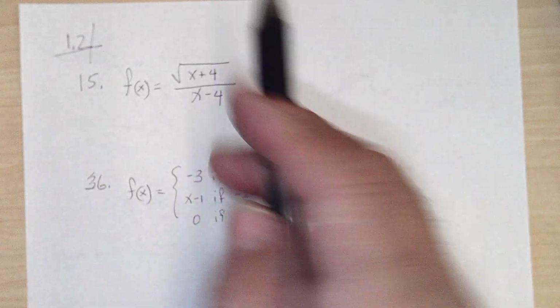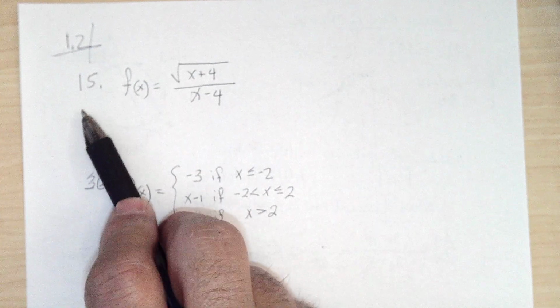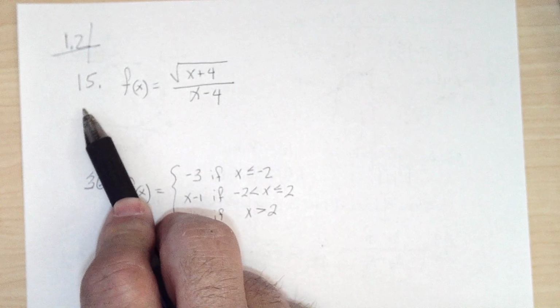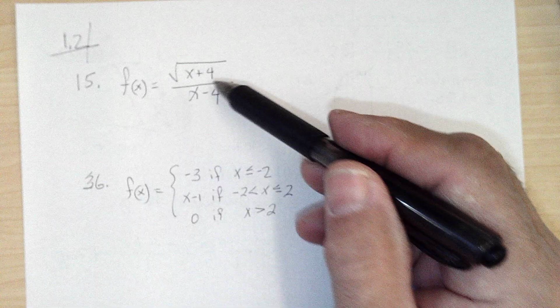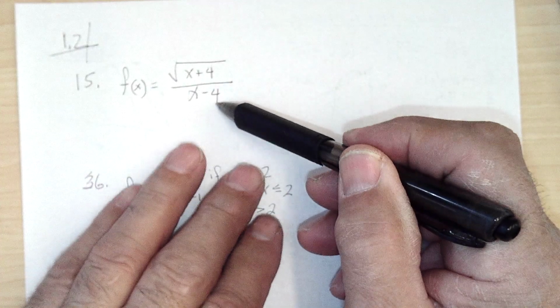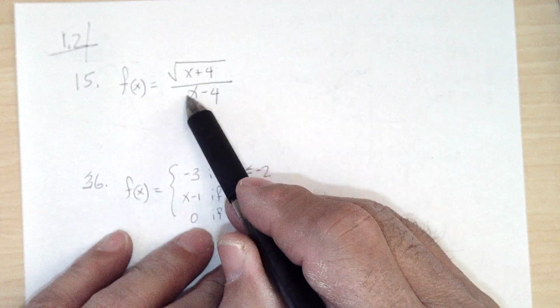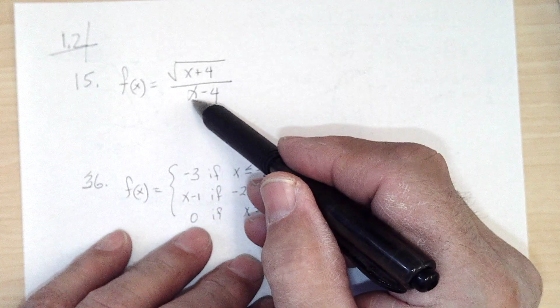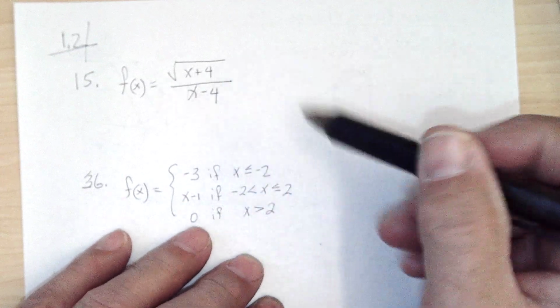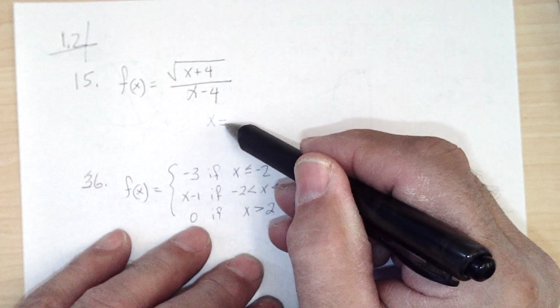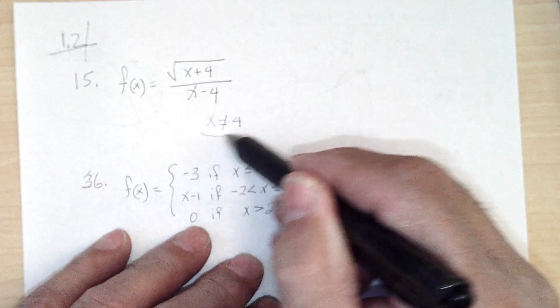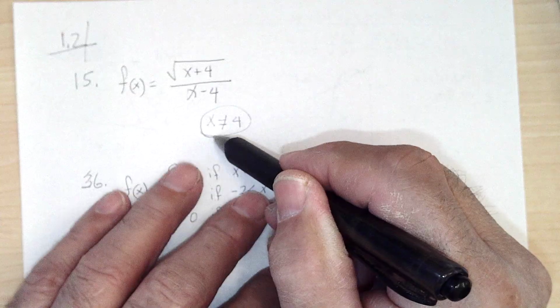Okay, on 1.2, some people had some trouble with 15. We're supposed to find the domain for this. Well, first of all, we can't divide by 0. So if x was 4, 4 minus 4 would be 0. So x cannot equal 4. That would cause division by 0.